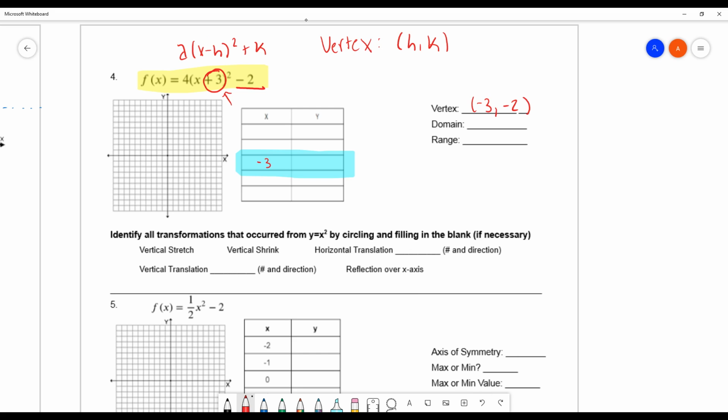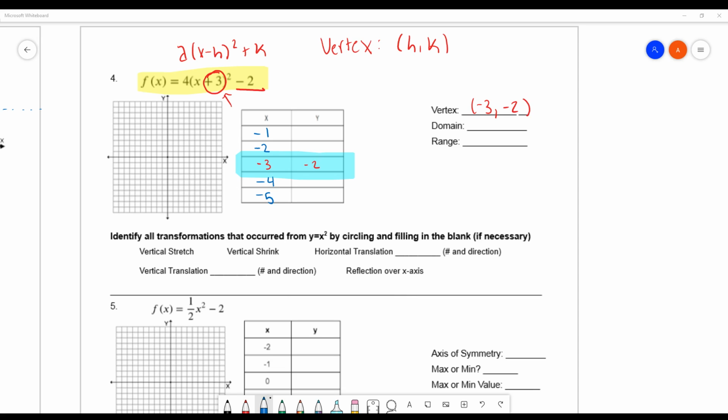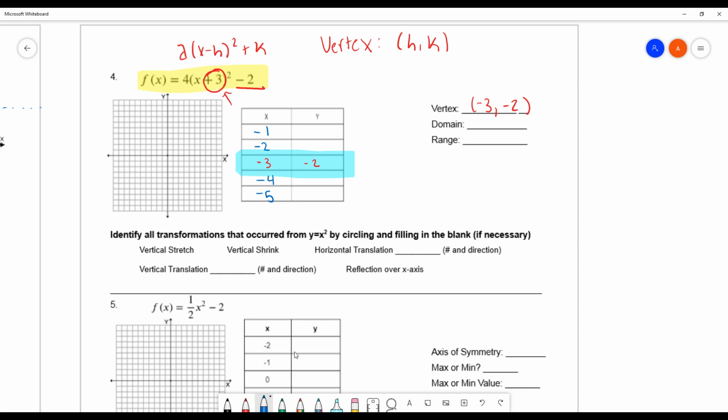So if my vertex is at (-3, -2), I can count up and down just like what we did before. I know that this is going to be -2, -1, -4, and -5. Just like before, I'm going to have to plug those numbers back into my original function. You can do that on your calculator. And if we do that, we're going to get 14, 2, 2, 14. We get some nice symmetry. I won't be able to graph these 2 points, the 14s, but I can graph everything else.